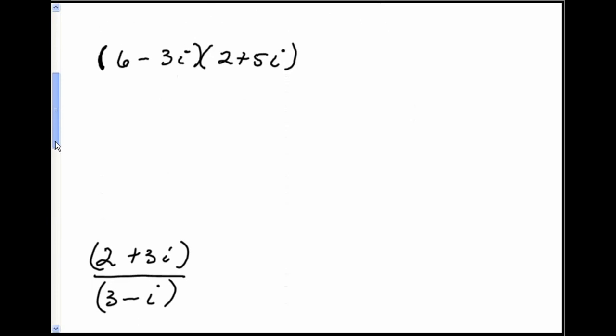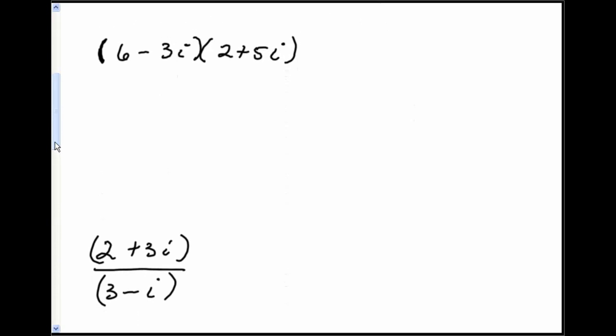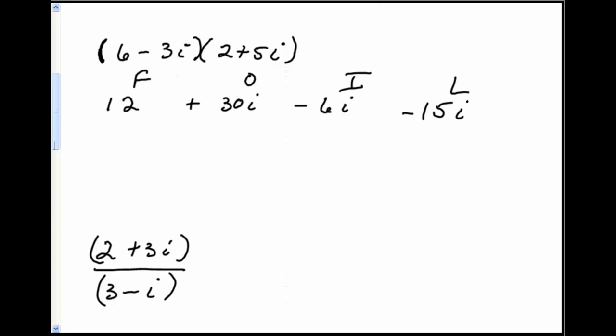Multiplying two complex numbers will be just like multiplying two binomials. And if you want to write out FOIL to keep track of your multiplication, you can. First terms, 6 times 2 is 12. Outer term will be plus 30i. Inside term is minus 6i. And your last term will be minus 15, and then i times i is i squared.